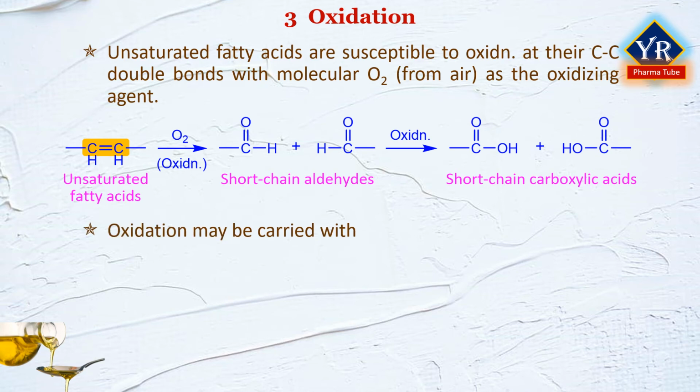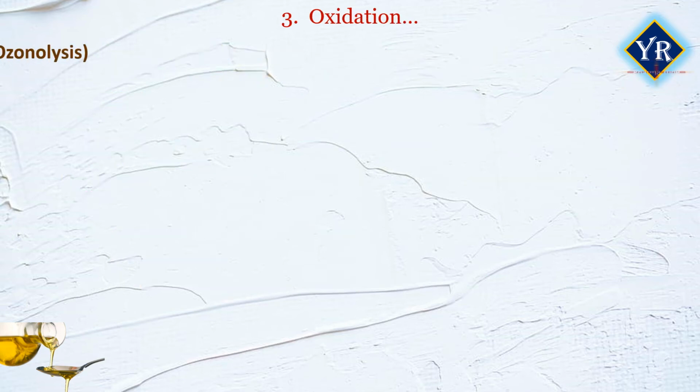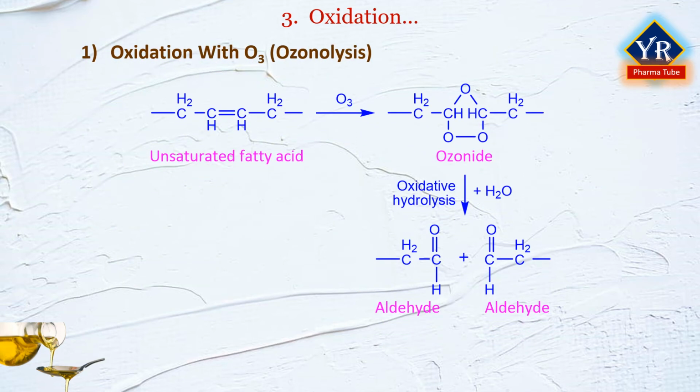Oxidation may be carried out with ozone or potassium permanganate. With ozone, an unstable ozonide is formed which is later cleaved by water to give rise to two aldehydic groups. An unsaturated fatty acid undergoes oxidation using ozone to form an ozonide, a cyclic ring containing compound, which upon hydrolysis by the addition of a water molecule gives two molecules of aldehydes.